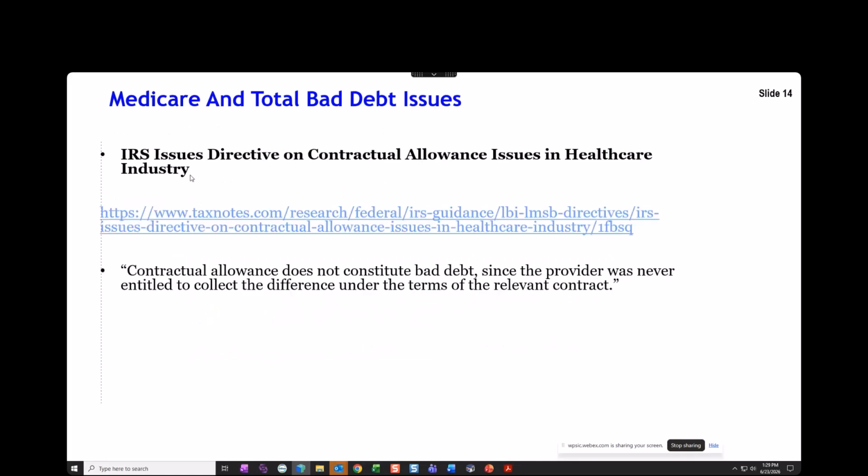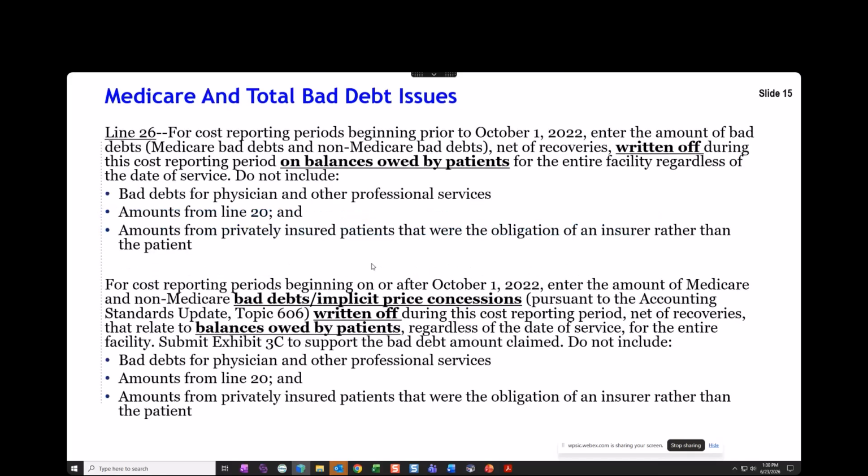And kind of taking it a little further to support this, the IRS themselves issued a directive on contractual allowance issues in the healthcare industry. Of course, we don't necessarily have to follow IRS rules. Occasionally, they'll bleed into Medicare rules for certain things, but it just supports it. It says the contractual allowance does not constitute bad debt since the provider was never entitled to collect the difference under the terms of the relevant contract. Again, there was never any expectation of collection. It was waived immediately. So that is what we have for that section.